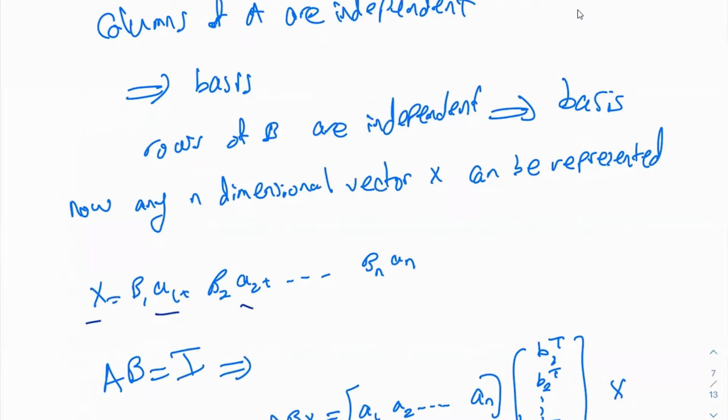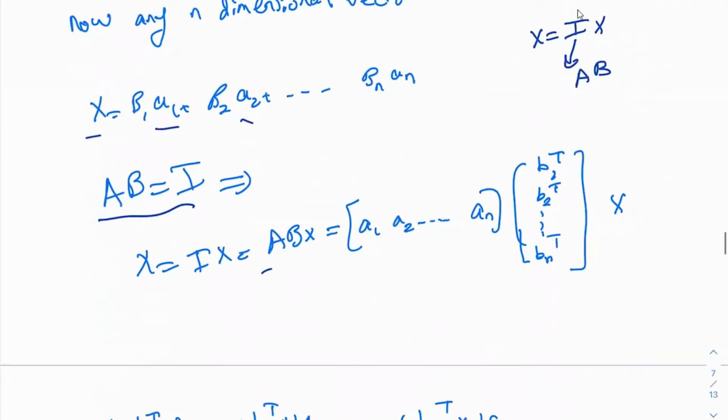We know A is invertible, and the inverse of A is B. So we know this equation is correct: AB is equal to identity. At the same time, we know x is equal to beta 1 A1 plus beta 2 A2, all the way to beta n An. So what I'm going to do is say that x is equal to identity times x. When you multiply identity by any vector, you get the vector back. And then I'm going to replace identity by AB, because AB is identity. So let's see what we get.